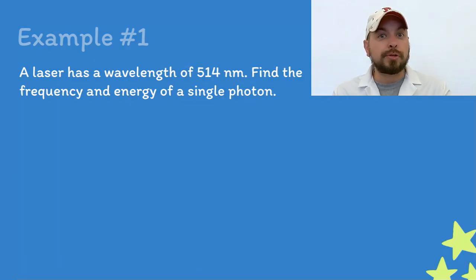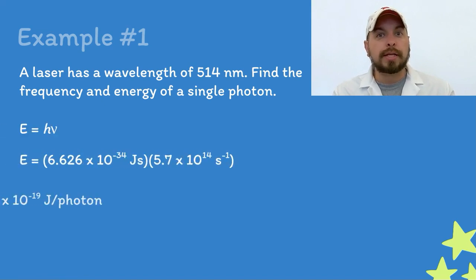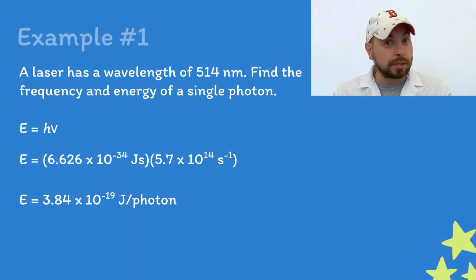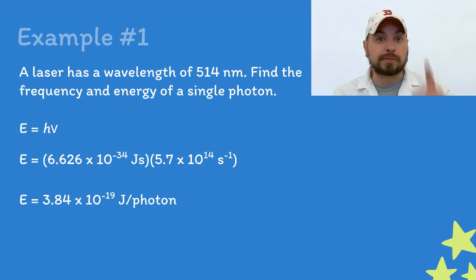We now need to use this information to find our energy. So I'm going to go to my second equation. In the second equation, I'm going to plug in that frequency we just found, multiply by Planck's constant, and I get the energy of that one photon with a wavelength of 514 nanometers to equal 3.84 times 10 to the negative 19 joules. And remember, that's just for one photon.